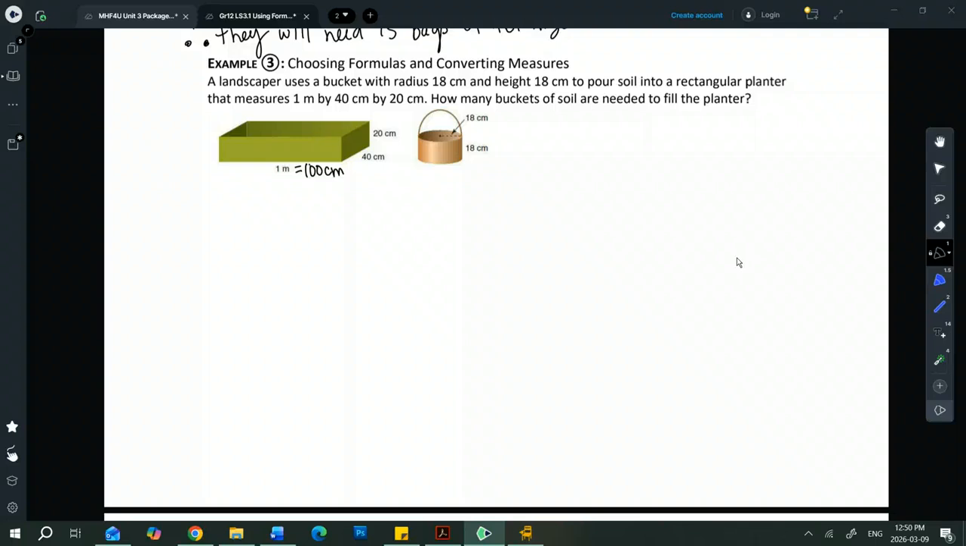How many buckets of soil are needed to fill the planter? Any thoughts on what that represents? Like if I'm filling something, is that area? Is it volume? Well, it's really only two options, area or volume? Volume. Okay. Do you remember what volume of a rectangular prism or cube is? Volume equals length times width times height. Does that ring a bell? No? If it doesn't, that's okay.